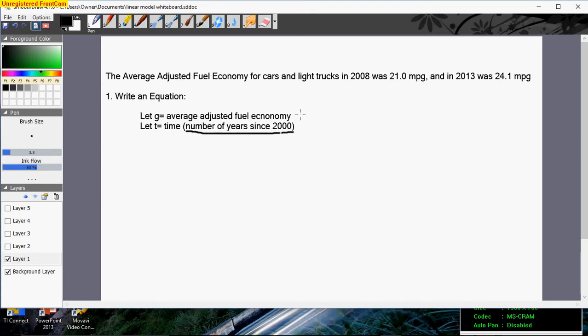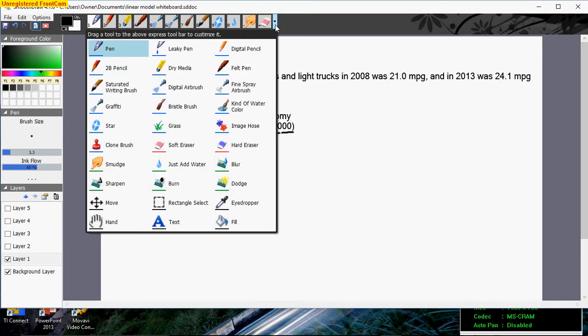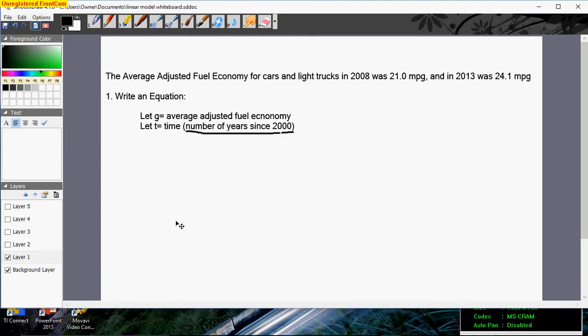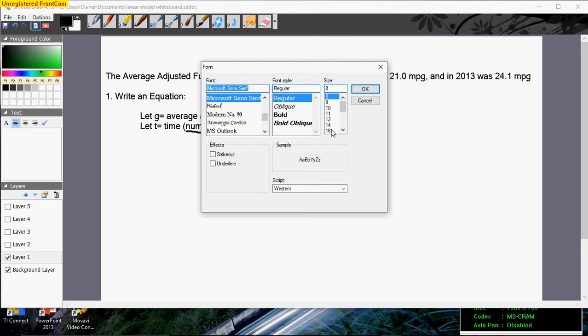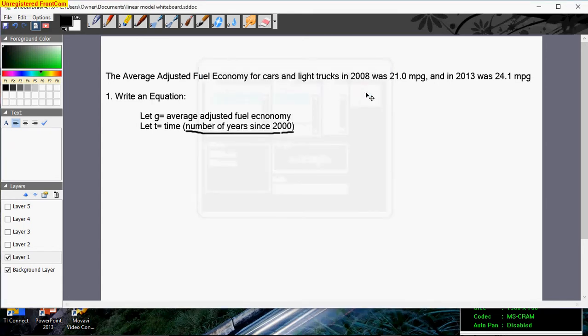Do you notice a mistake already in this? The mistake is I haven't given a unit to my average adjusted fuel economy. What we're going to be dealing with is miles per gallon, because the word problem has asked us to do things in miles per gallon. Let me put that in parentheses and move that there.